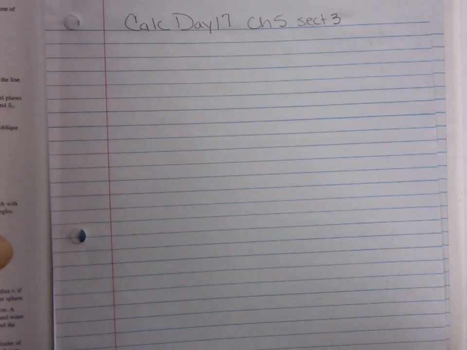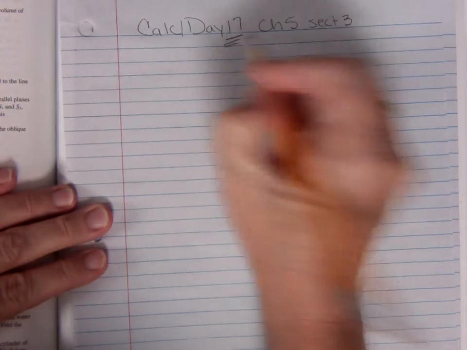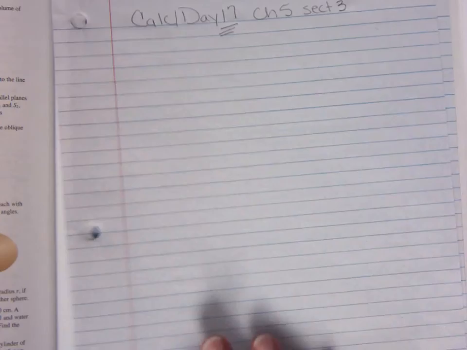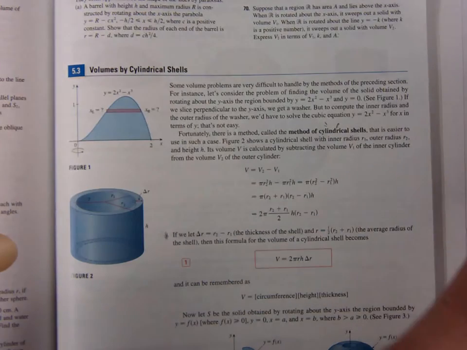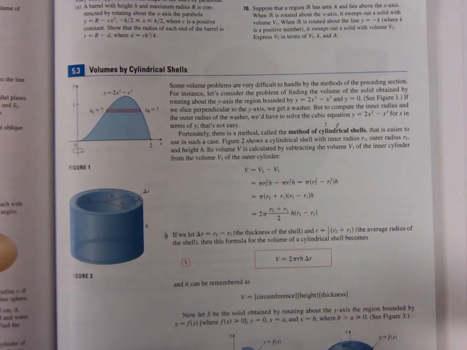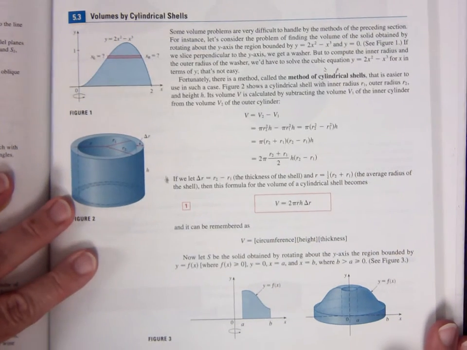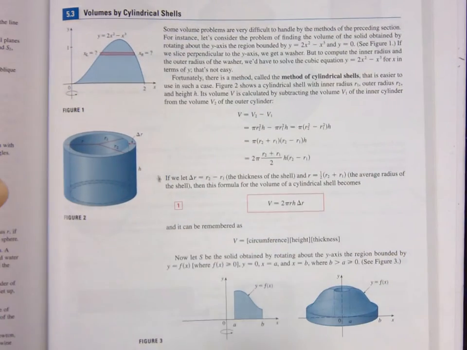Okay, everybody, this is Calc 1 Day 17, Chapter 5, Section 3. So, this one is actually going to be a shorter section. I thought it would be a little bit longer when I was looking at the topics, but it's actually not too bad. And if you got a handle on the last section, this is just kind of a spin-off from it.